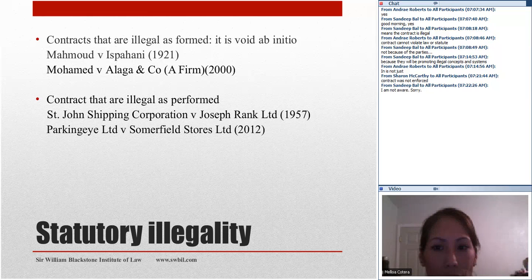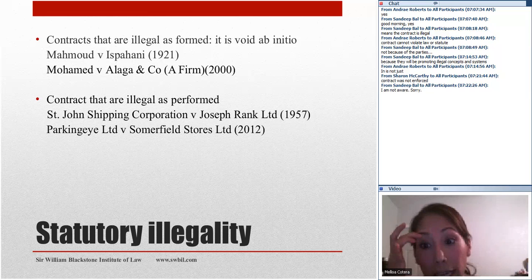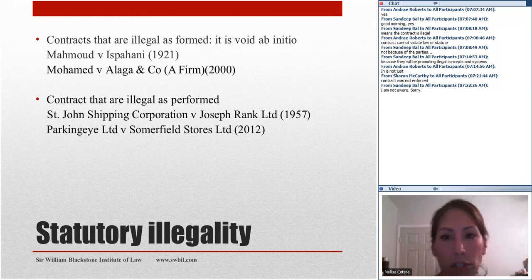We have two cases that illustrate this. St. John Shipping Corporation versus Joseph Rank Limited and Parking Gate Limited versus Summerfield Stores. Does somebody know about the first case, St. John Shipping Corporation?